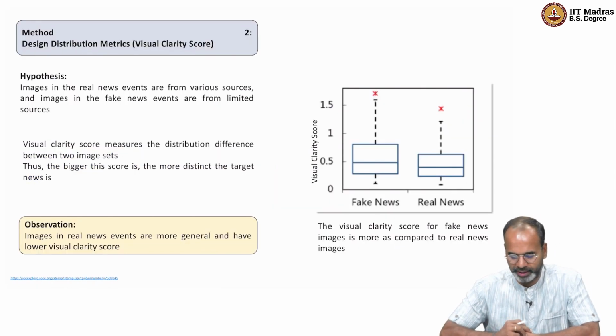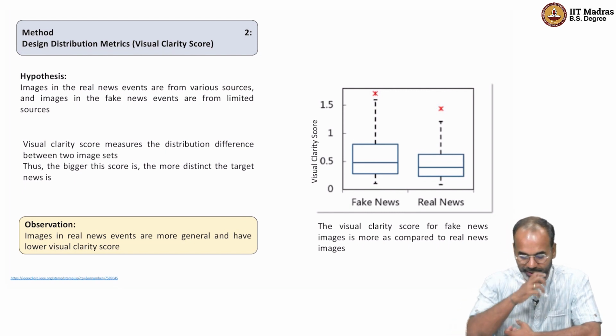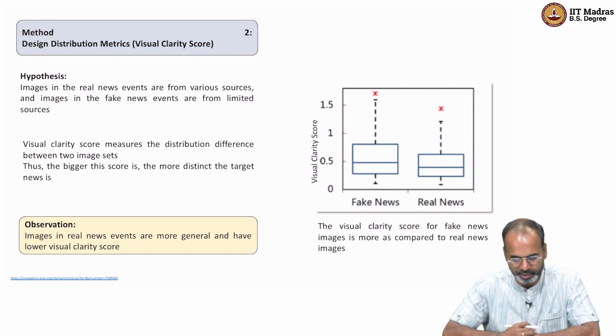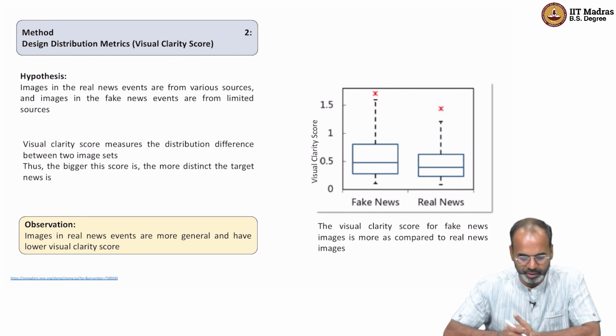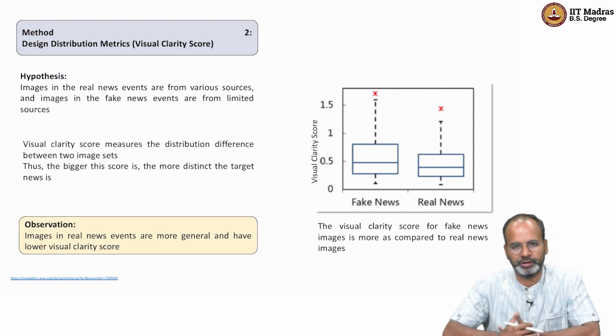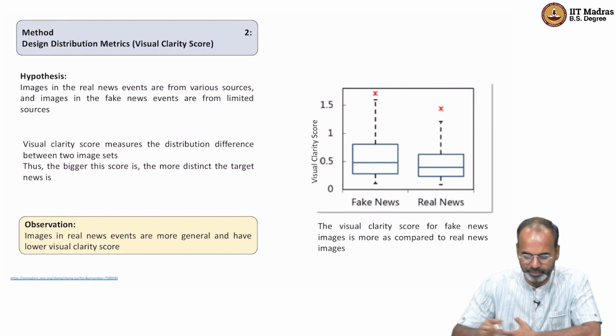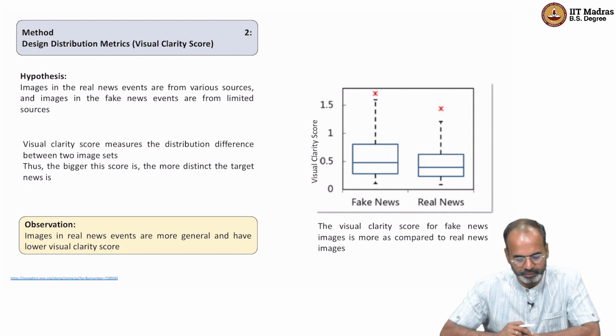Here's another one. They created something called the visual clarity score, a distribution metric. Images in real news events are from various sources, and images in fake news events are from limited sources, connecting to the first slide that I showed you. That's the visual score. The visual clarity score measures the distribution difference between the two image sets.